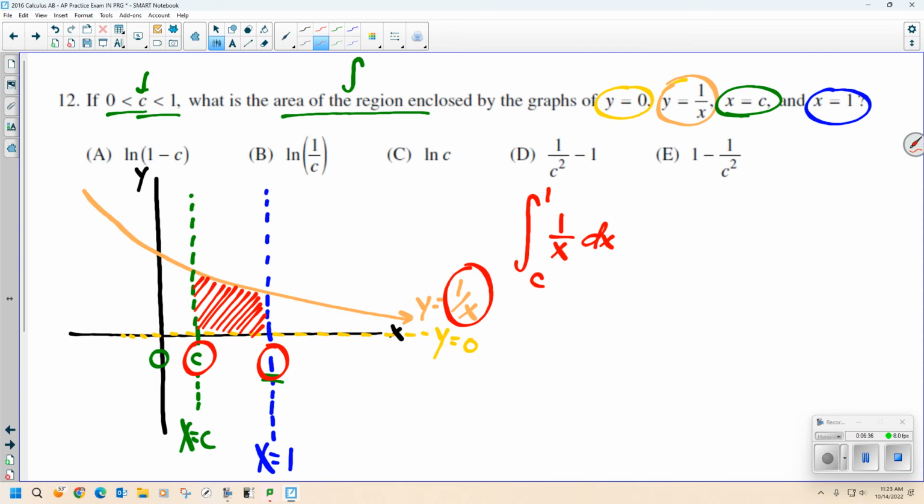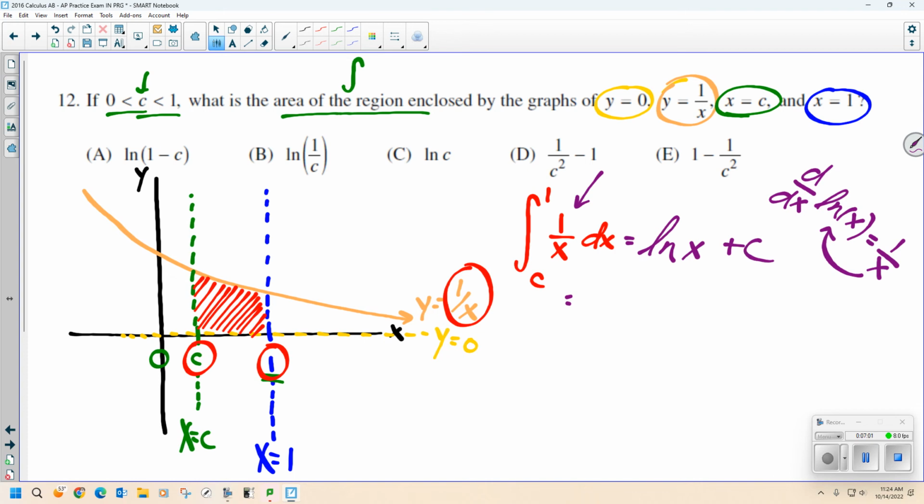All right? And we don't get a calculator. So, rules for derivatives, you better remember them. The derivative of ln of x is 1 over x. So if I have 1 over x and I want to go backwards, that just gives me the ln of x. I don't have to do plus a constant. How come? Because I have bounds. Okay? The ln of x, I want that from 1 to c. All right? So I take the ln of 1 minus the ln of c.